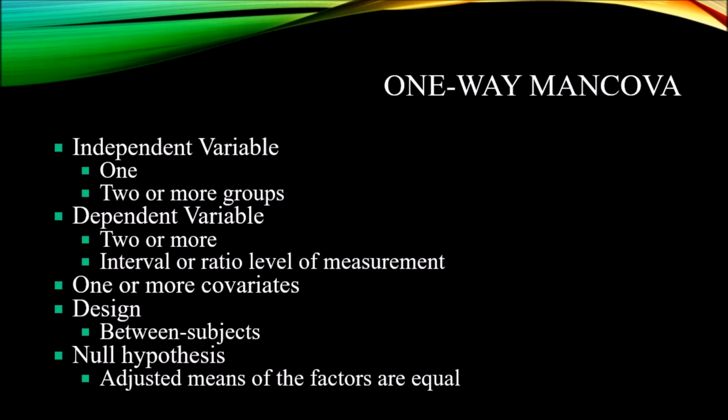On to one-way MANCOVA, very similar to one-way MANOVA, except you introduce in this statistic the covariate or covariates, and you adjust the null hypothesis using the term adjusted means. And again, it's a linear combination of those dependent variables. All the other items here are the same as one-way MANOVA.